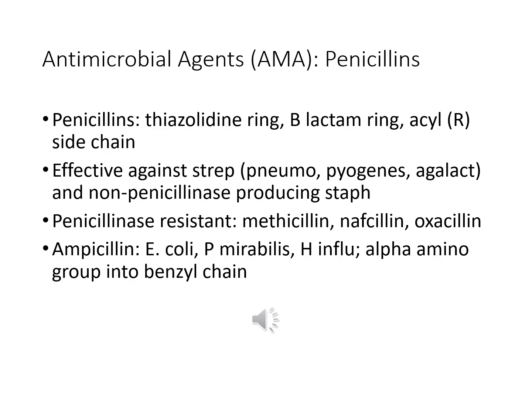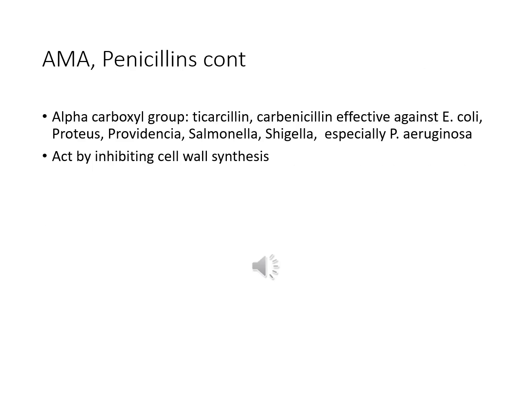Then you have the acyl side chain, and this is the variable part of the penicillin molecule, which determines the specific properties of the antibiotic, such as its spectrum of activity and resistance to certain bacterial enzymes. Penicillins act primarily by inhibiting bacterial cell wall synthesis, which is a mechanism shared by all beta-lactam antibiotics.